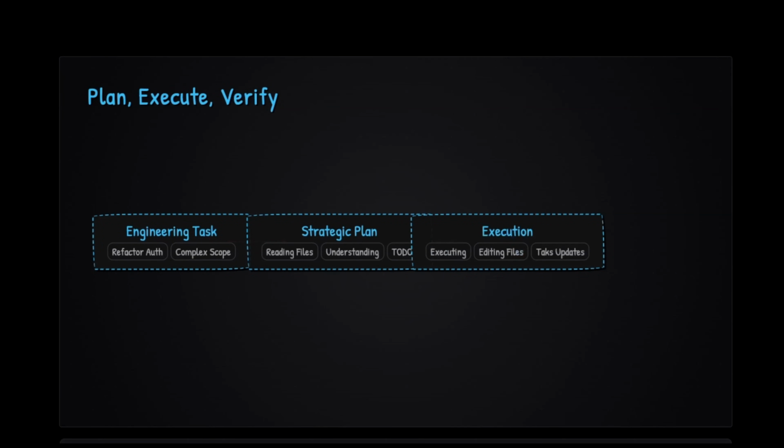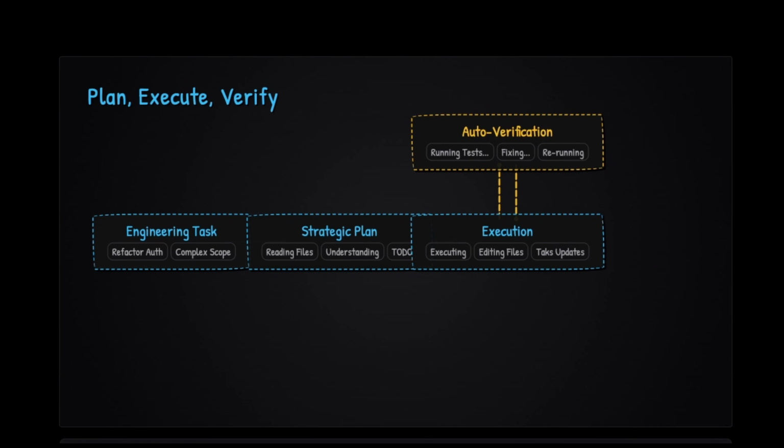Now, there is a parallel universe in which you take a very complex engineering task. The coding agent first reads through the files. It understands what exactly you want to do. It creates a strategic plan on targeted edits that it's going to do. Then it takes those and makes those changes one by one. At the same time, it keeps updating the task that it has performed, and it does auto verification. So it runs tests and keeps updating its plan.